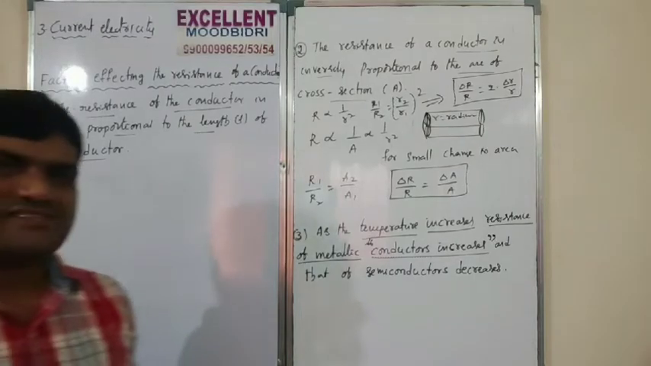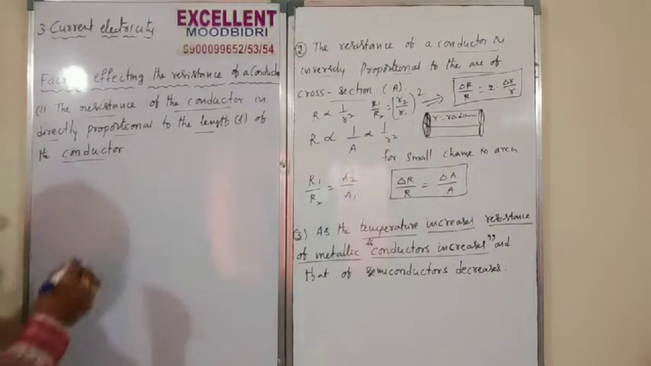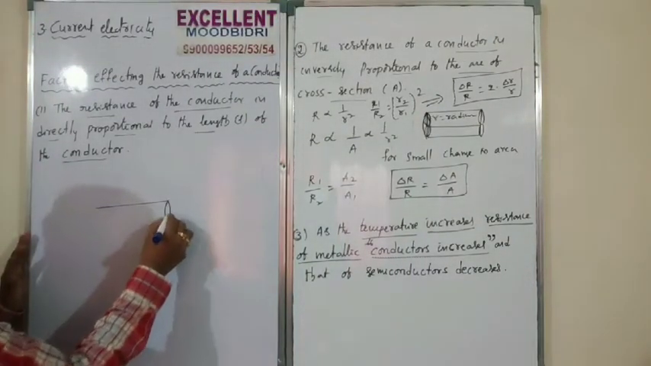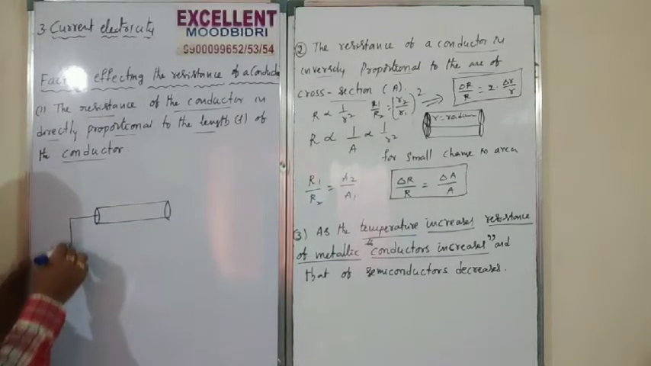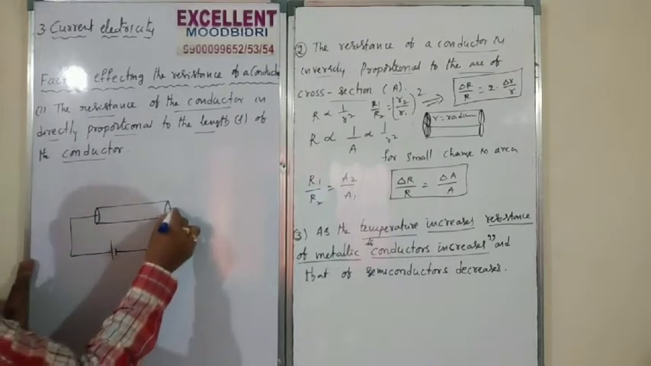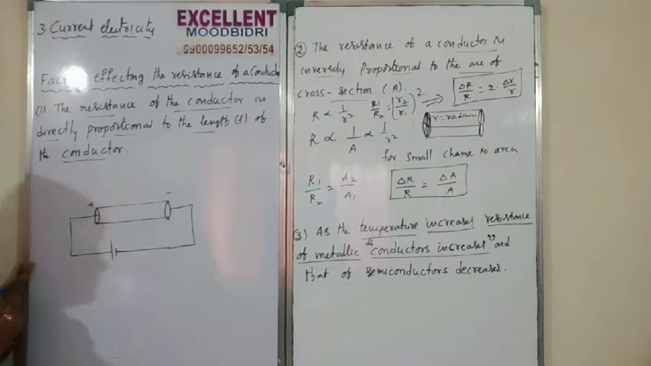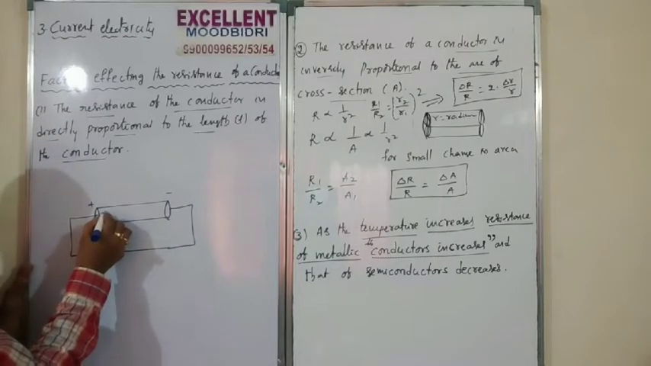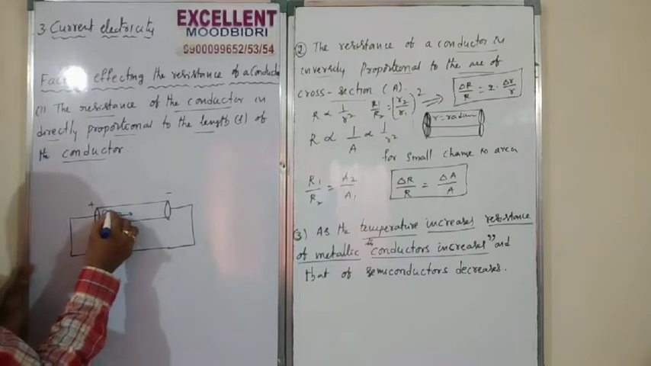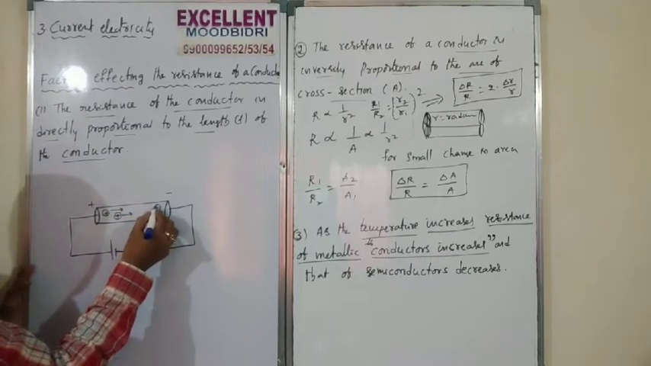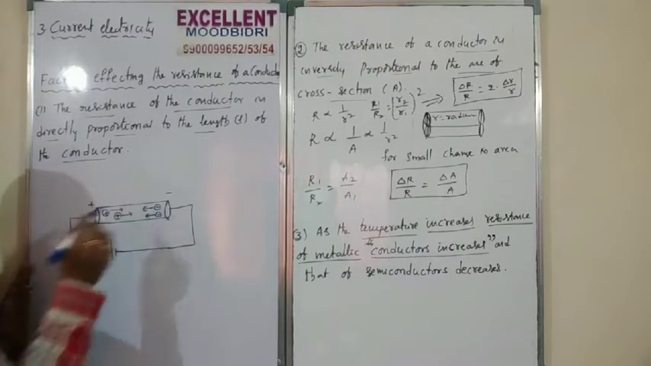Why, sir, does it increase? What is the reason behind that? Because, for example, here I have a conductor. Now the battery will be there. This is the positive charge, this is the negative charge. Here positive ions are moved from the positive terminal to the negative terminal. Here negative ions will be there. These negative ions can move from the negative terminal to the positive terminal.